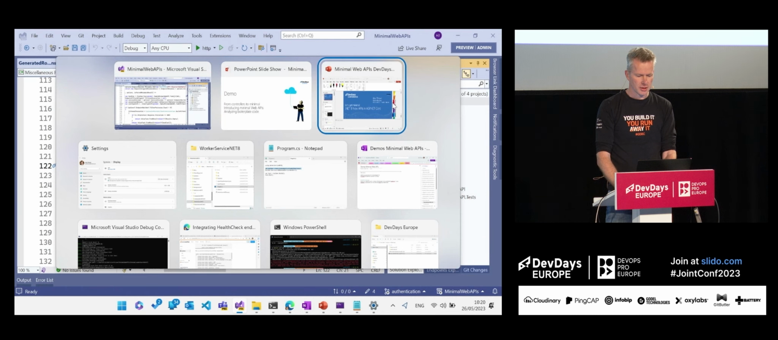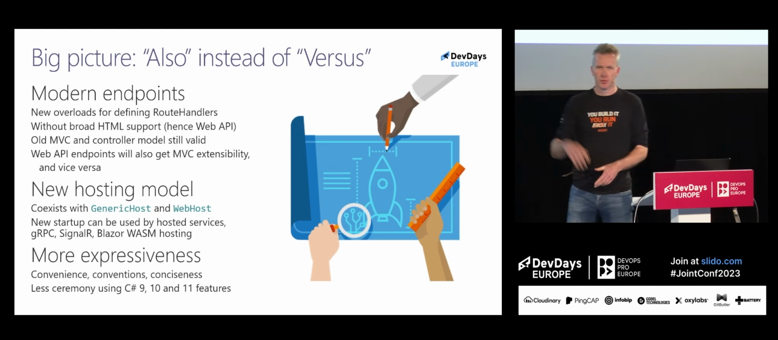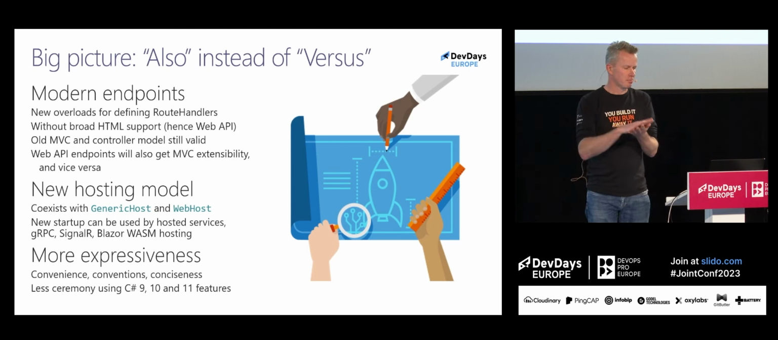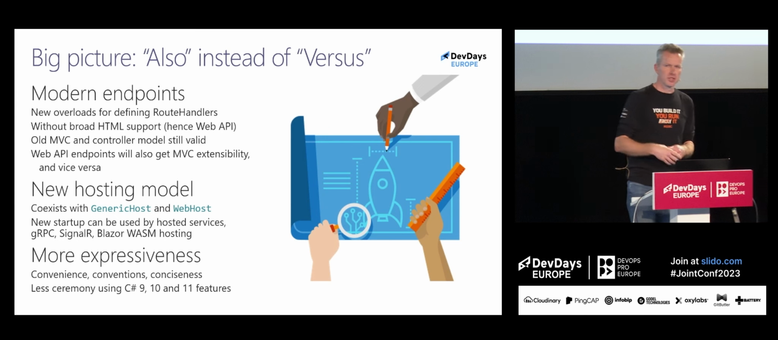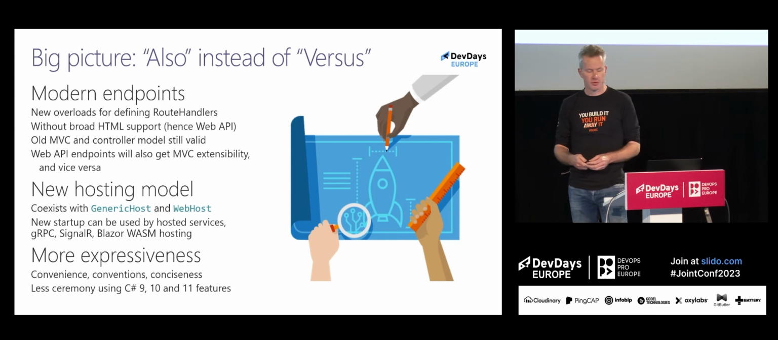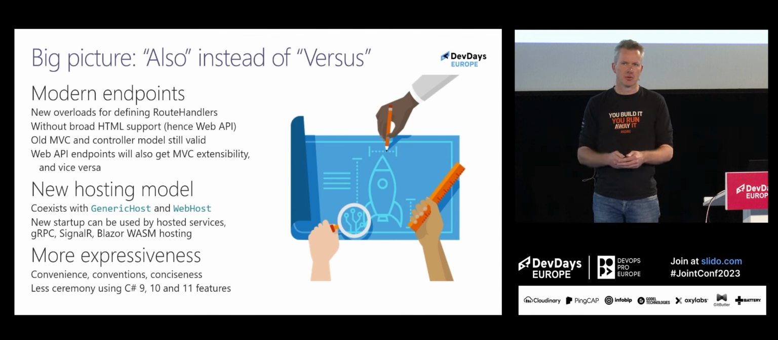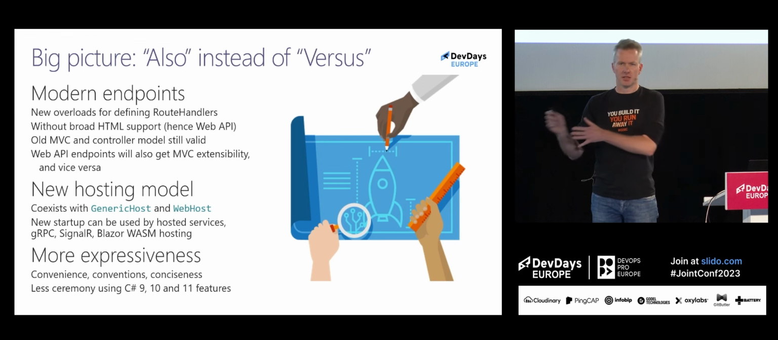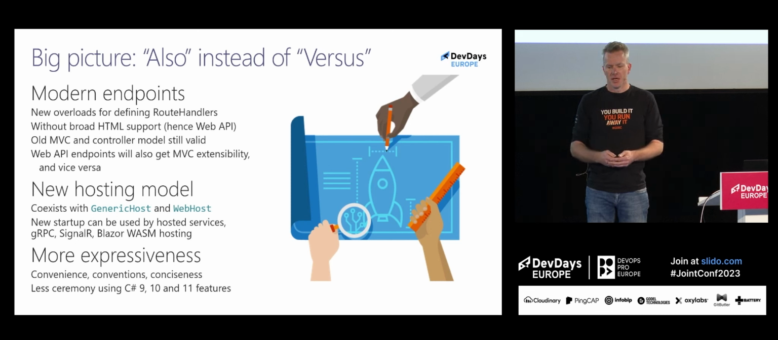All right. So that's what we get from the thing. So what the team said is we'll provide this new model, but it's not going to be a replacement. So it's going to exist side by side. It has all these things where you can do modern endpoints. There are some overloads for route handlers that we'll be looking at, and it's focused on APIs. So it's not intended to build web pages with HTML support. That's probably still going to be Razor pages. It might appear in the future, but for now it's just focusing purely on the API side.